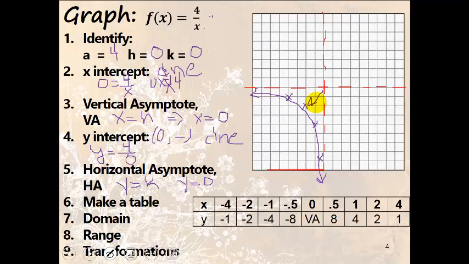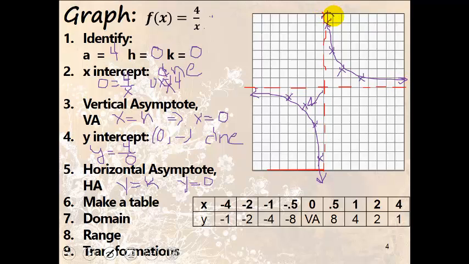Okay. Now I'm going to graph the other side. So -0.5, so here, and then 1, 4, and 2, 2, and 4, 1. And so here we go like this, okay? So I made my table.